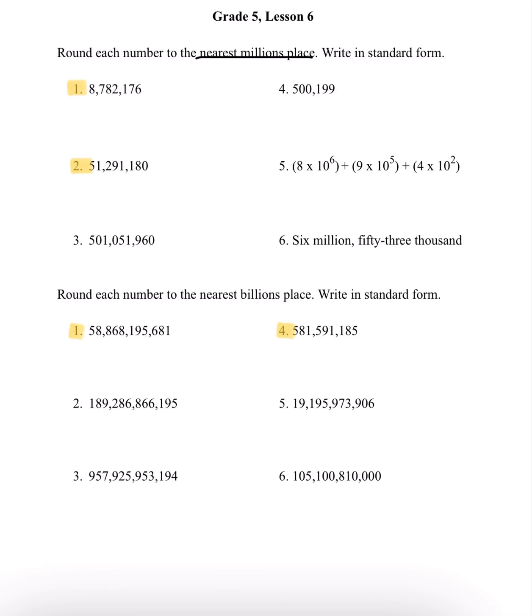So for 1, we're going to be finding the nearest millions place, which is the 8. If we look at 8, when we round, we just look at the number behind it, which is 7. And if it's a 5 or above, then we round. So since 7 is above 5, the 8 will turn into 9 and they'll all be zeros, and that's our answer.